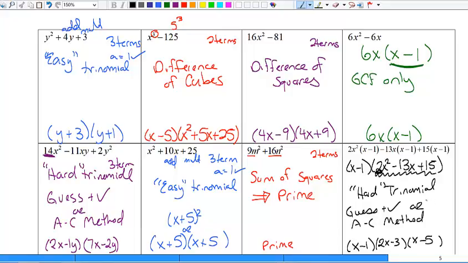So I hope that little exercise helped you to figure out which method you are going to use. You could always pause the video and see if you can get your answers yourself. I gave you all of the solutions at the bottom, but this part is really important to understand: when you use which type of factoring.